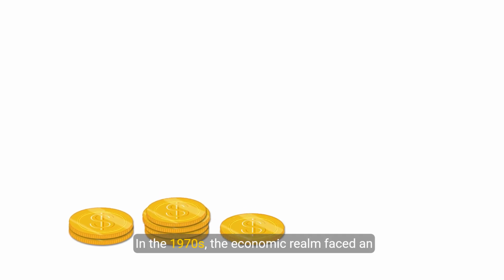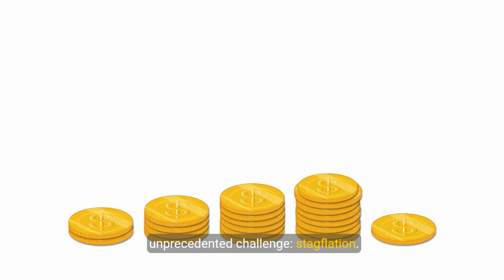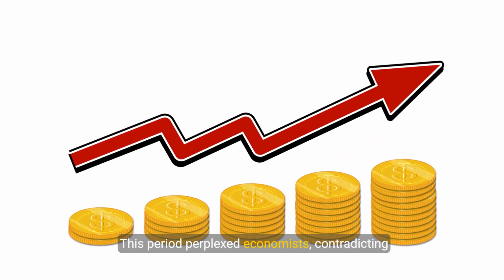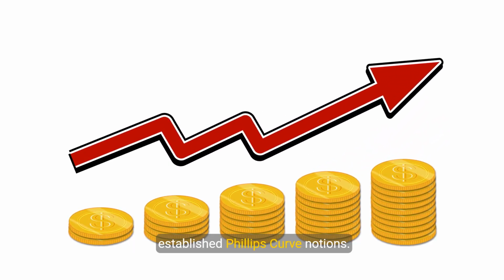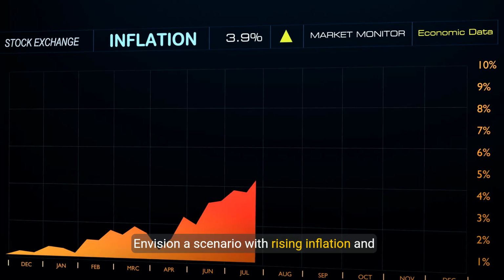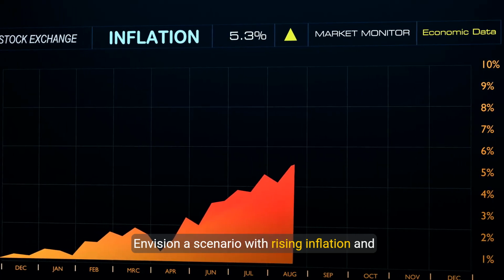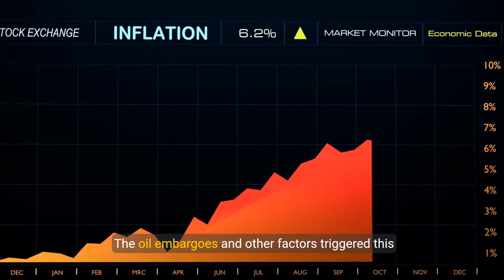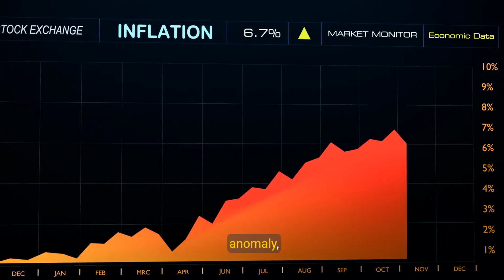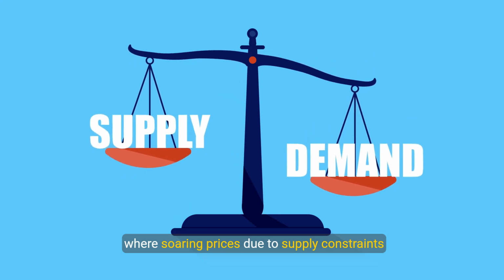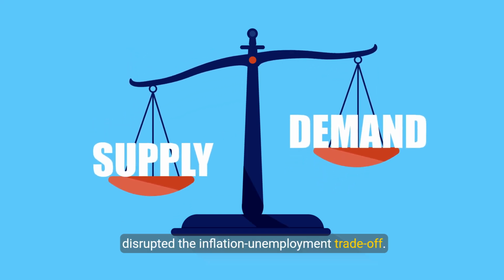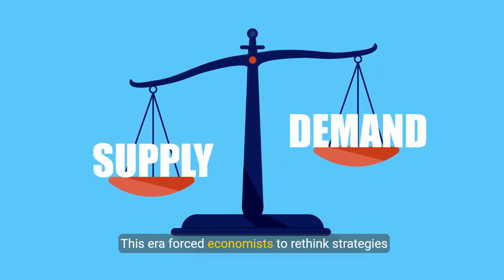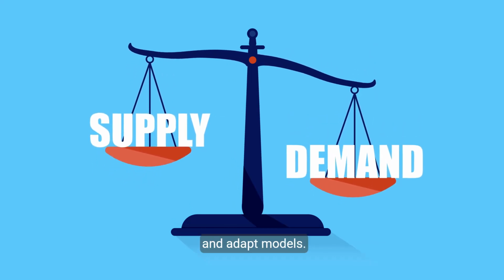In the 1970s, the economic realm faced an unprecedented challenge: stagflation. This period perplexed economists, contradicting established Phillips curve notions. Envision a scenario with rising inflation and unemployment, defying traditional norms. The oil embargoes and other factors triggered this anomaly, where soaring prices due to supply constraints disrupted the inflation-unemployment trade-off. This era forced economists to rethink strategies and adapt models.